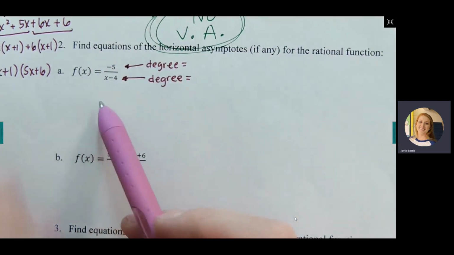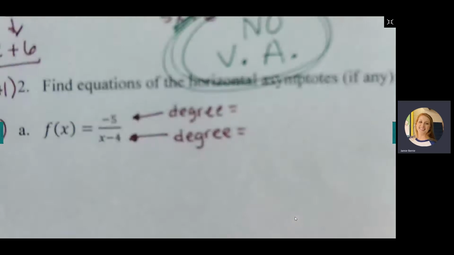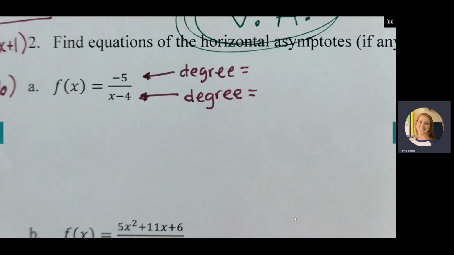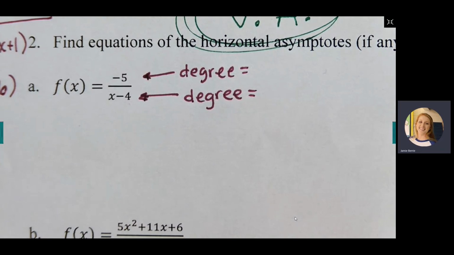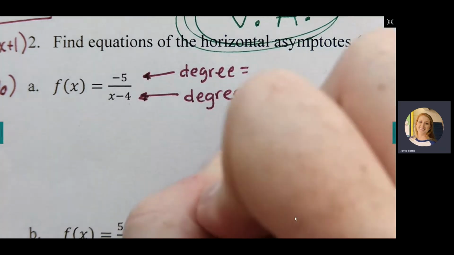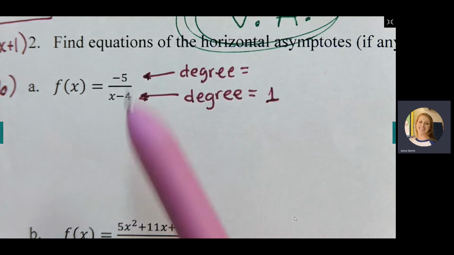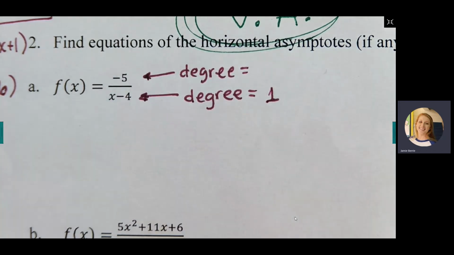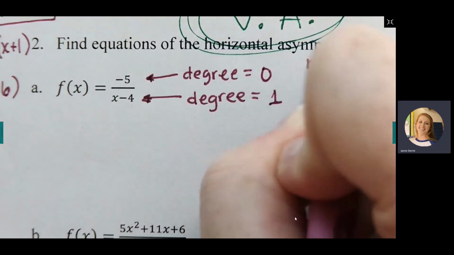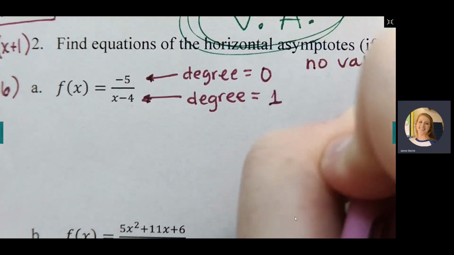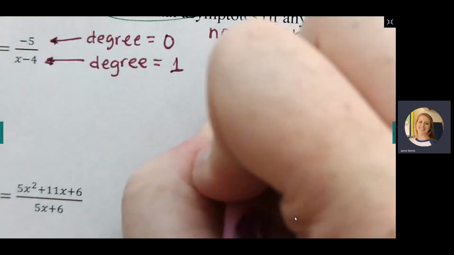All right, so look at the denominator first, because the numerator is kind of special, so we'll come back and talk about it in just a second. What is the highest exponent in your denominator? 1, yeah. So the degree is 1. And there's no variable up top, right? So you see no variables up here, so that means it's degree 0.